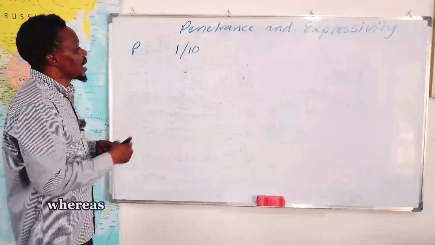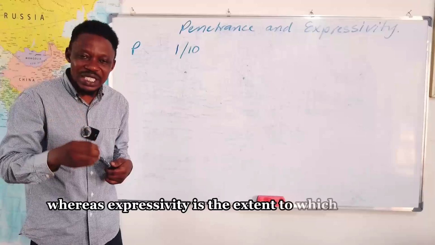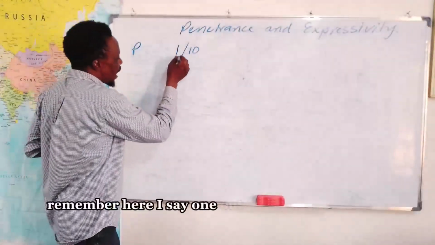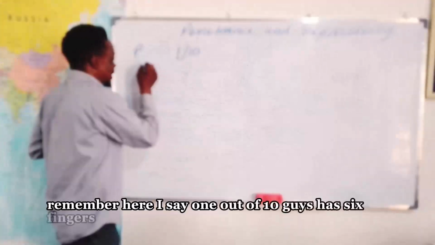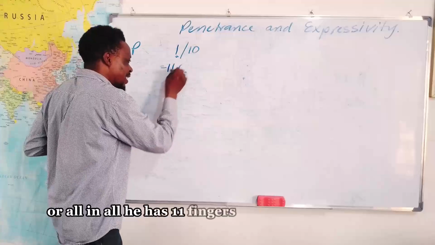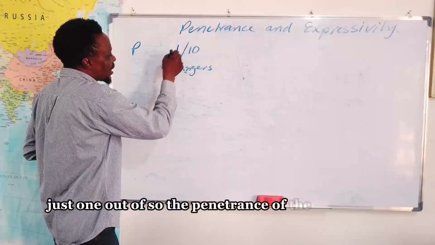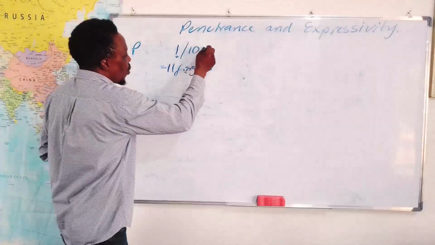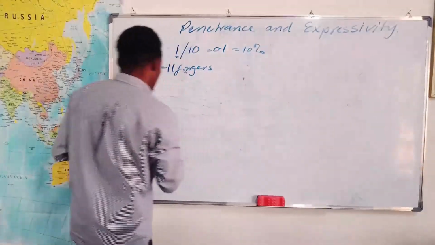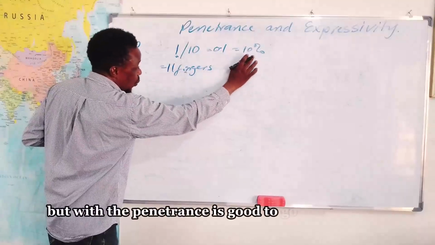Whereas expressivity is the extent to which the trait is expressed. Remember, here I say 1 out of 10 guys has 6 fingers, or all in all, he has 11 fingers. So the penetrance of that gene is 1 out of 10, or 0.1, or 10%. And he has just 11 fingers, but the penetrance is good to go.